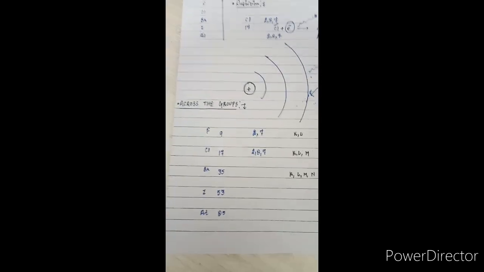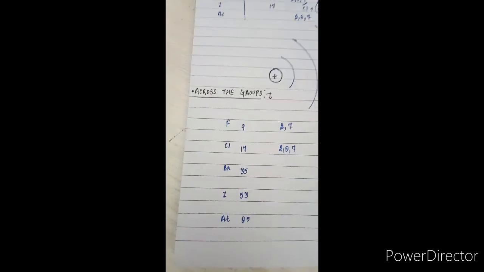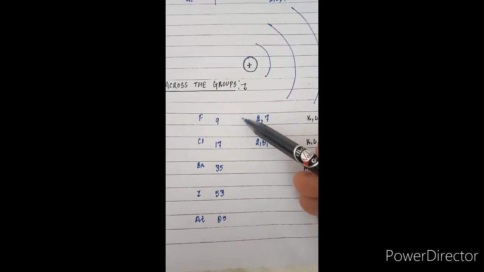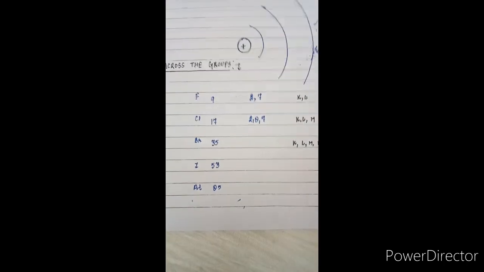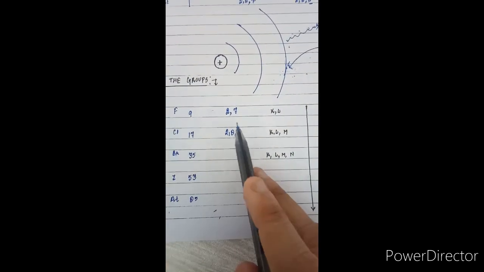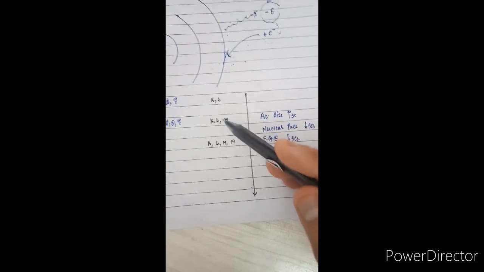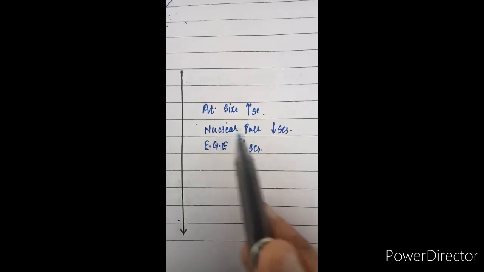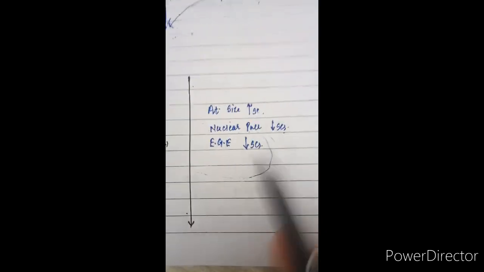Now we will discuss the trends of electron gain enthalpy, or we can say electron affinity. They are both the same thing, electron gain enthalpy or electron affinity. When one moves from top to bottom in any particular group, for example this is group 17, fluorine, chlorine, bromine, iodine, astatine, the configuration will be 2,7, 2,8,7 and so on, and from top to bottom the shell number increases. That's why atomic size increases, or we can say nuclear pull decreases. So if the nuclear pull decreases, electron gain enthalpy decreases.